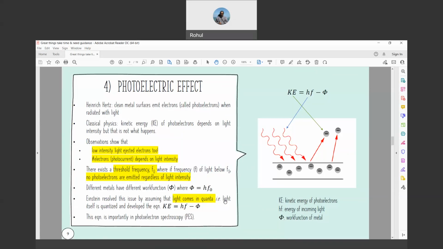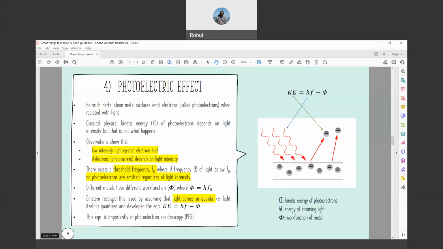So the frequency of light needs to be above some threshold, this threshold frequency f naught. Below that f naught, there will be no photoelectrons, and above that f naught, there will be some photoelectrons, okay? Different metals have different work functions, psi, where psi equals h times f naught. h is just the Planck constant. f naught is just the threshold frequency.